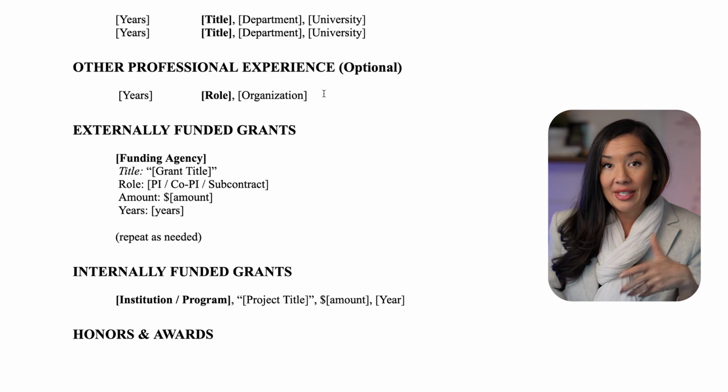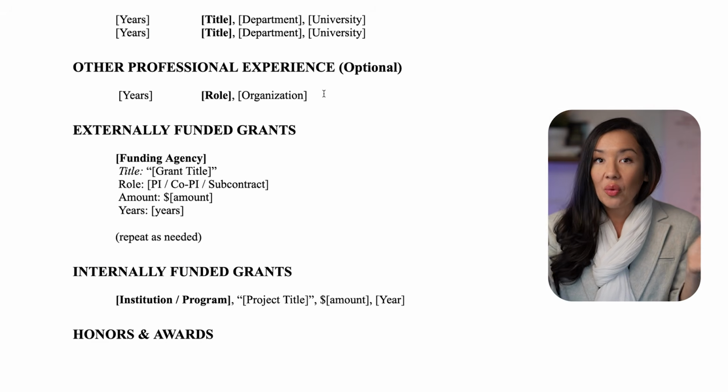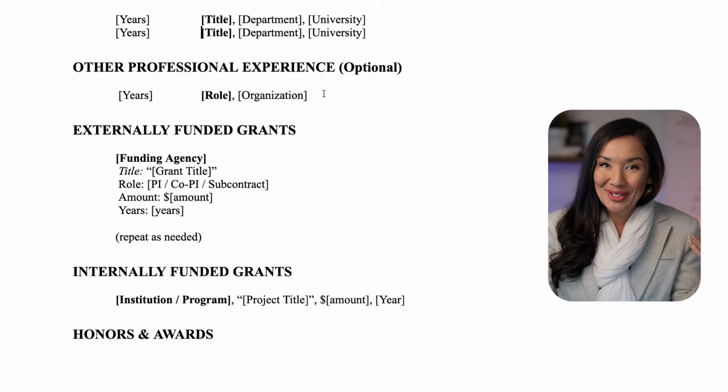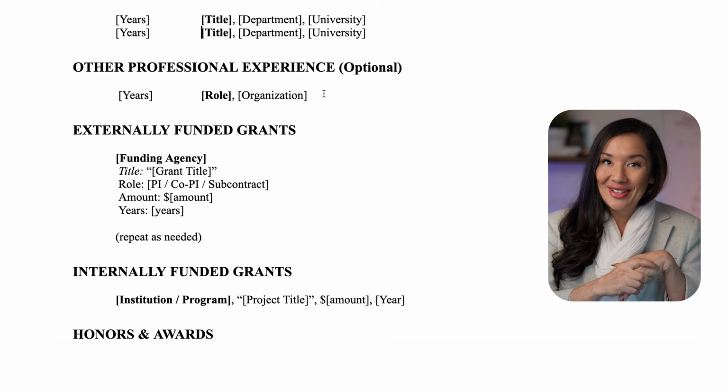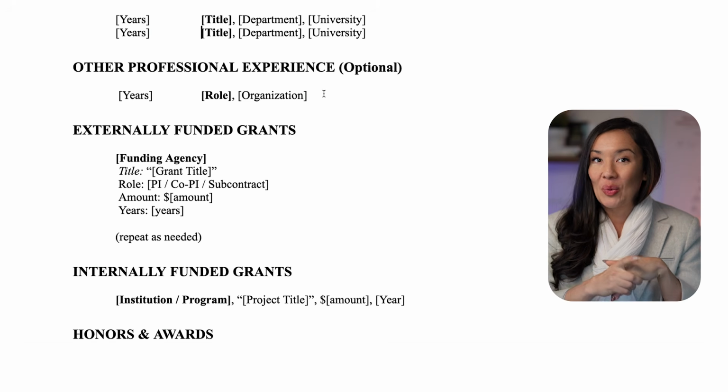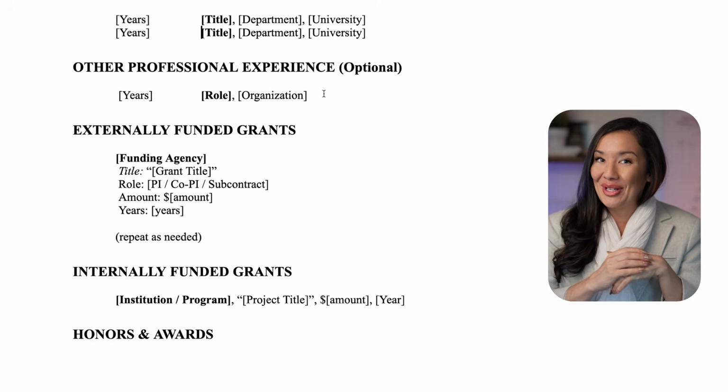Other professional experience is, of course, optional. You only want to include professional experience that is relevant for the degree. So if you've had another job that is not relevant, don't include it. I know it's hard because you spent so much of your life building up all of these skills and other jobs, but they're not going to be relevant unless they're academic related. So just don't include them unless they're related.